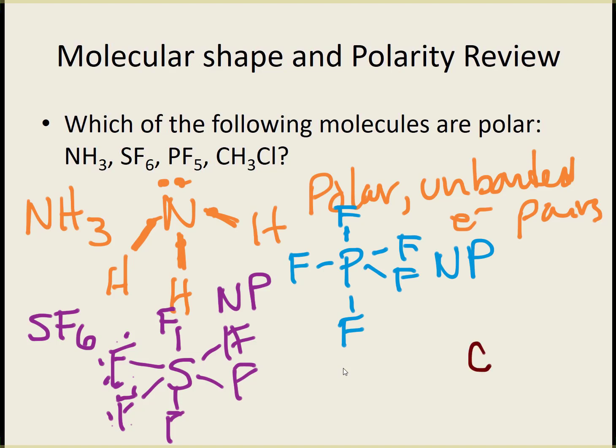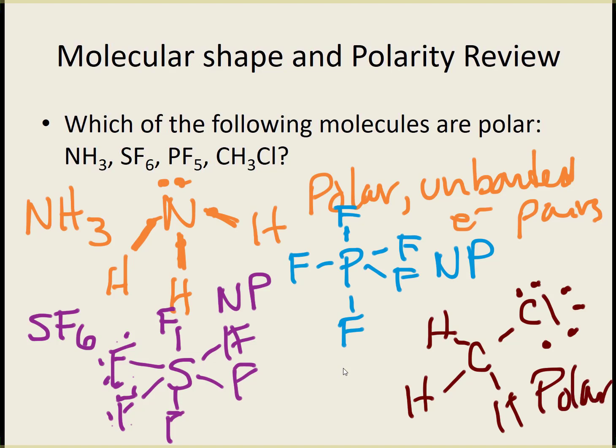So we have carbon with a chlorine and 3 hydrogens. So this is a tetrahedral. And this one's going to be polar. And that is because it does not have the same bond all the way around. It has this carbon chlorine bond, and that's what's going to make it polar. So the ones that are polar are this last one and the first one.